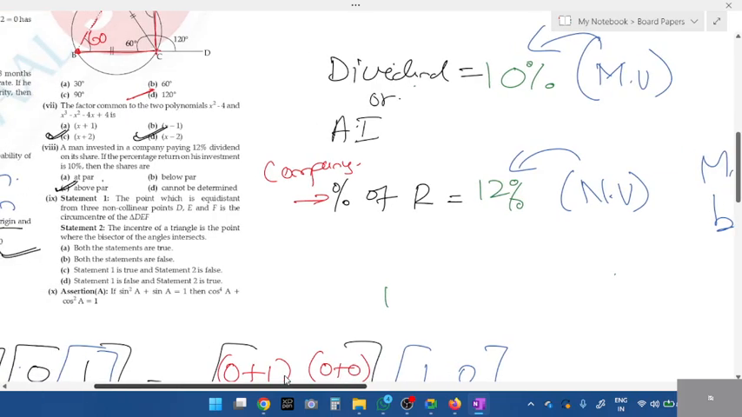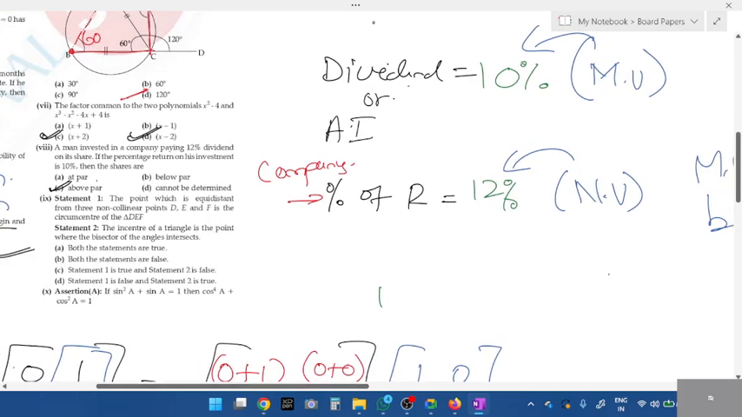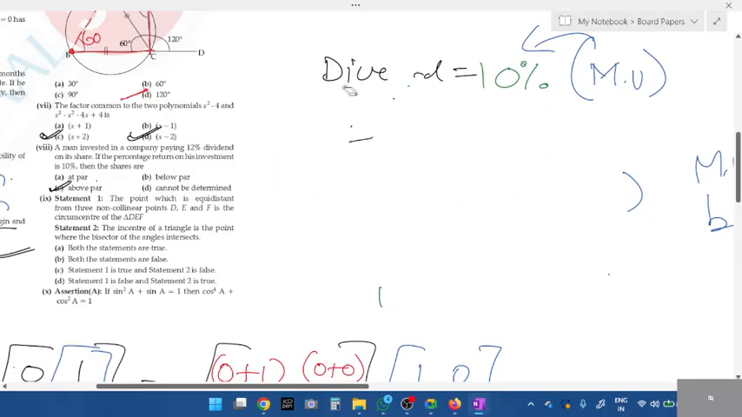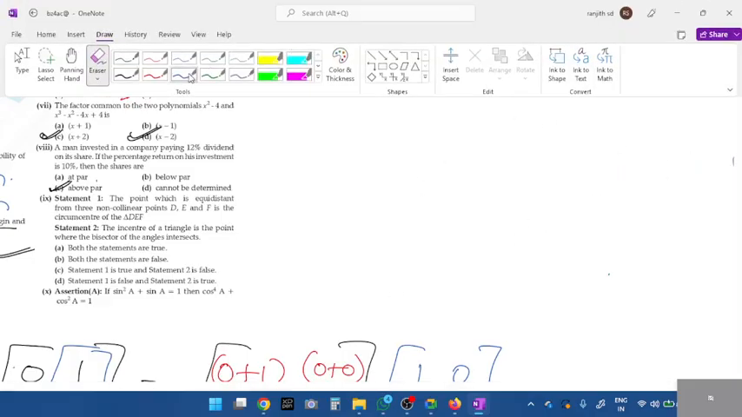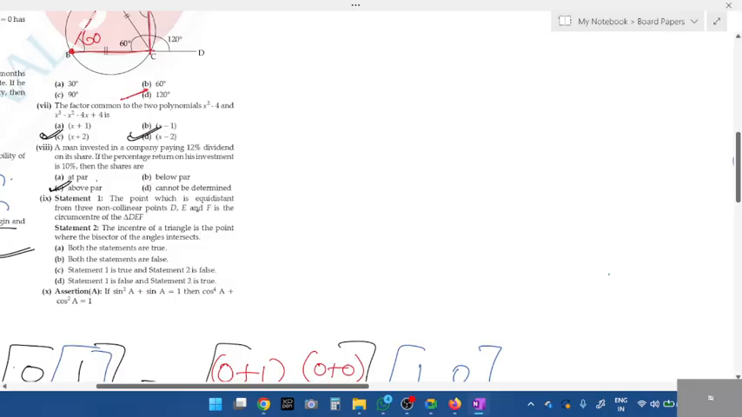Understood? Shall we move on to the next question? Okay, next one, students. Ninth one. What is the statement? Which chapter is this? Not locus. Yeah, locus in a sense, construction. Construction is specific. You saw equidistant and you told locus. Correct. If you see circumcenter, yeah, so basically construction, students.